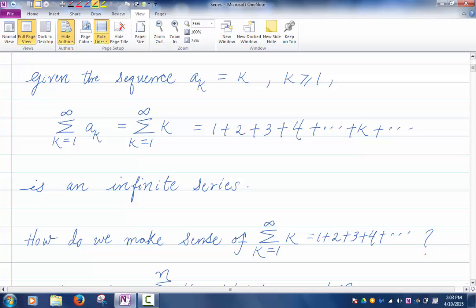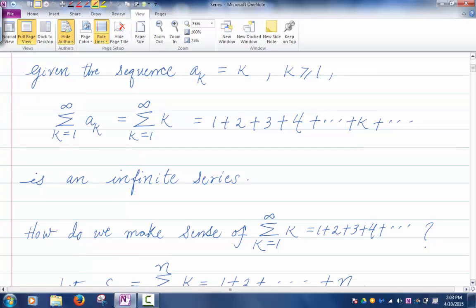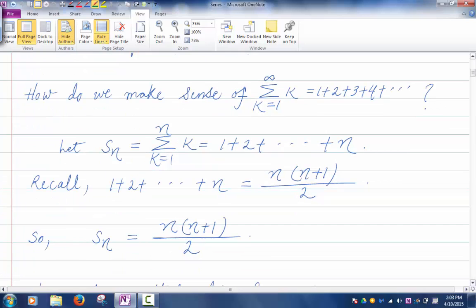If you are not careful with infinite series, you could be doing a lot of foolish stuff. So we have to be careful about what we mean when we say that a series has a sum. You have to carefully define that. So let's go over a few examples first to understand how we should define the sum of a series.